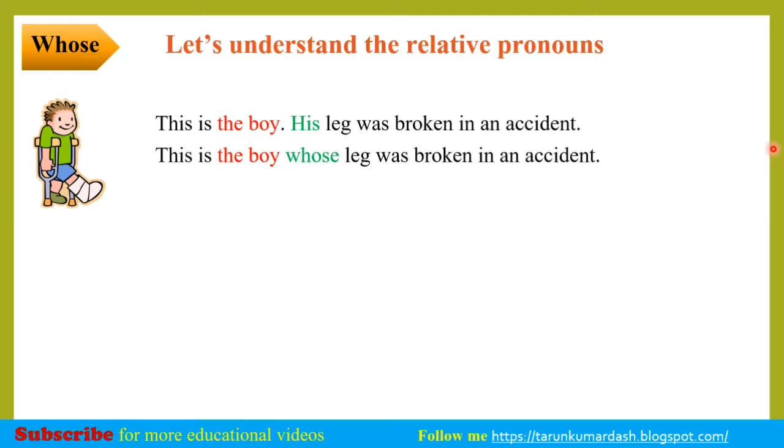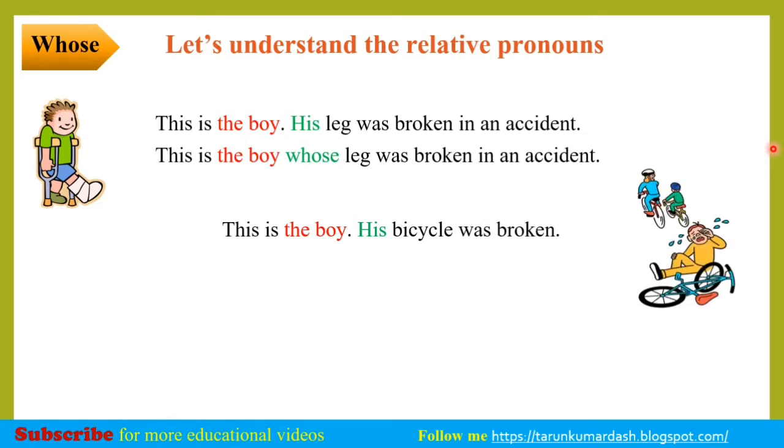But remember here, the boy is the noun and the boy also identifies a person. Next example. This is the boy, his bicycle was broken. So we can ask, whose bicycle was broken? Obviously the question word comes as whose. So instead of thinking about any other word, we can use whose as the relative pronoun in a sentence like this. This is the boy whose bicycle was broken.